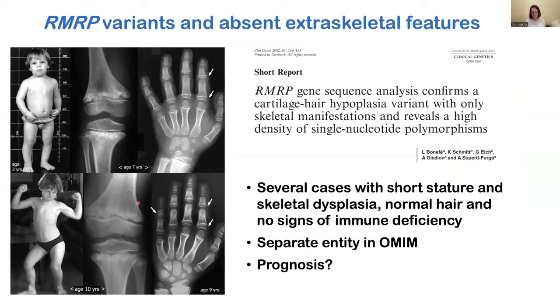And there is actually, in OMIM, a separate entity for this type of cartilage-hair hypoplasia, where there are only skeletal features, but the hair is completely normal, and there are no signs of immune deficiency. This has been regarded as a separate entity. But actually, nothing is known about the prognosis. These are children that have been reported.